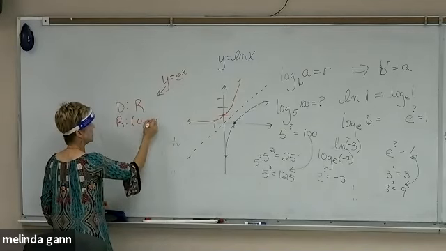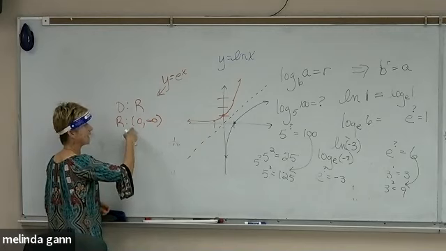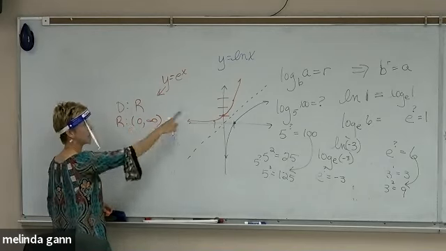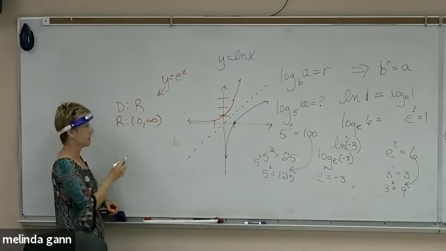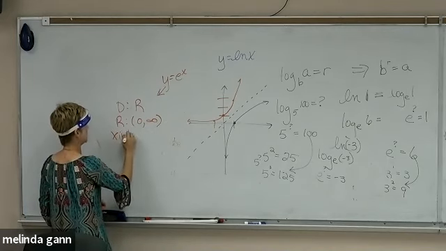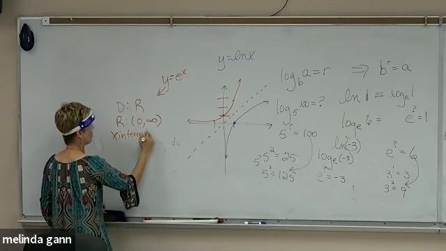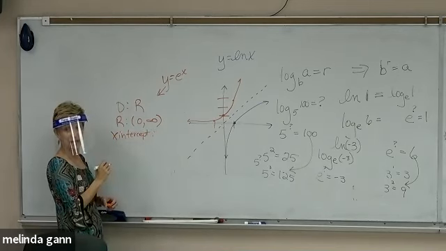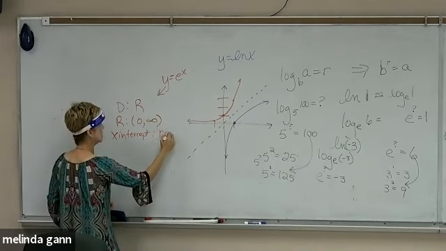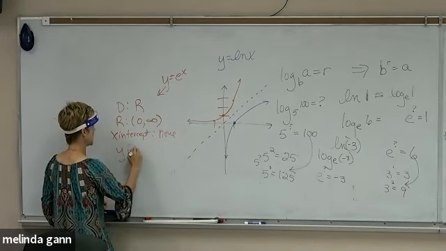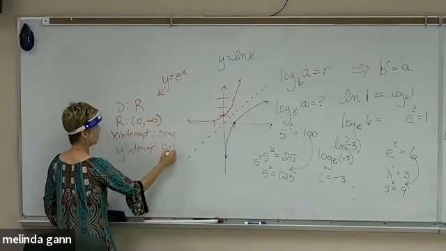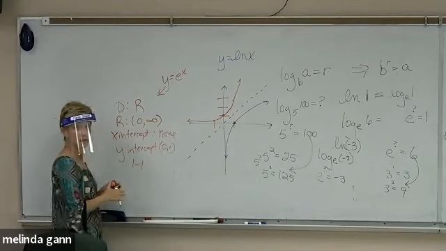0 to infinity. Now, do I need a parenthesis or a bracket around the 0? Parenthesis, because that means it doesn't get there. It doesn't ever touch it, right? What about x-intercept on the orange one? Do I have an x-intercept to touch the x-axis? None. Do I have a y-intercept? Yes. What is it? 0, 1. Is the function 1 to 1?